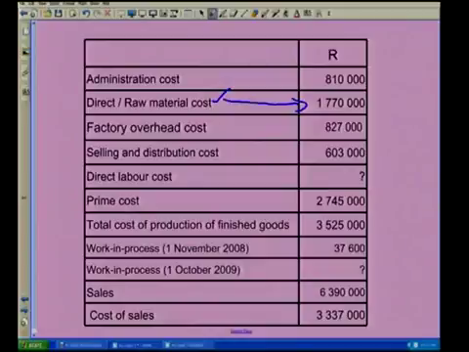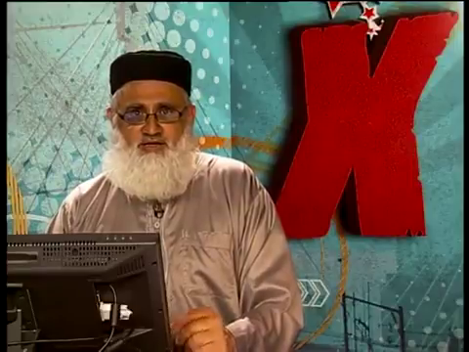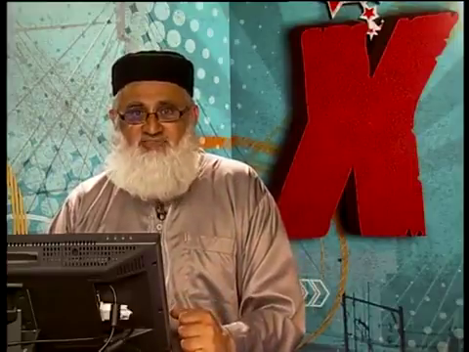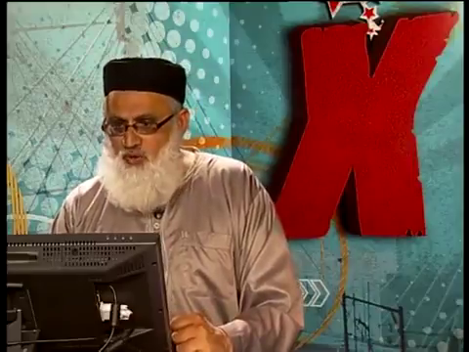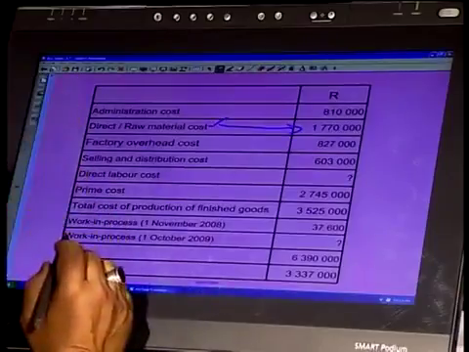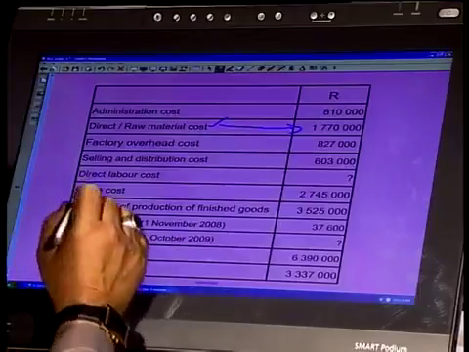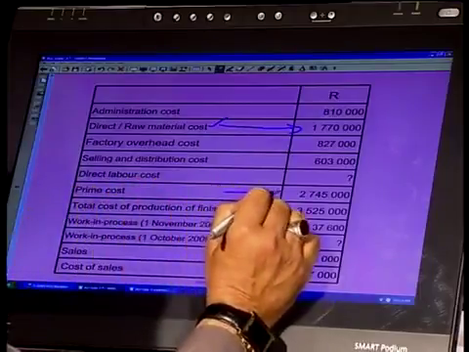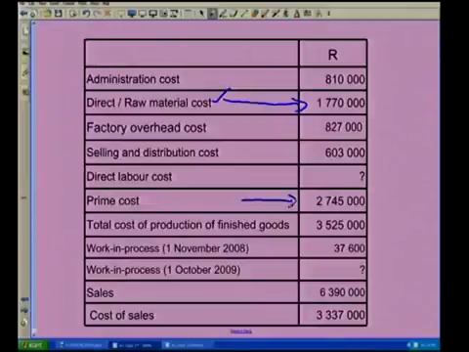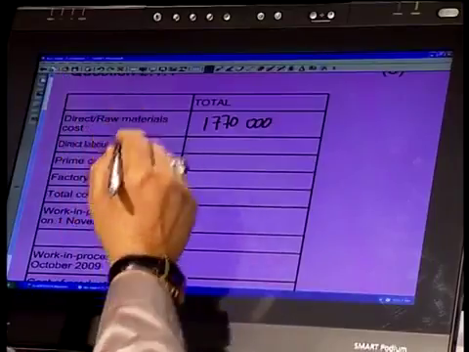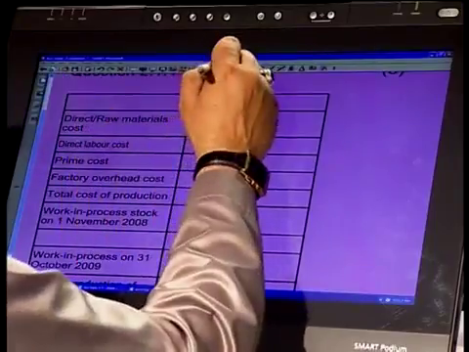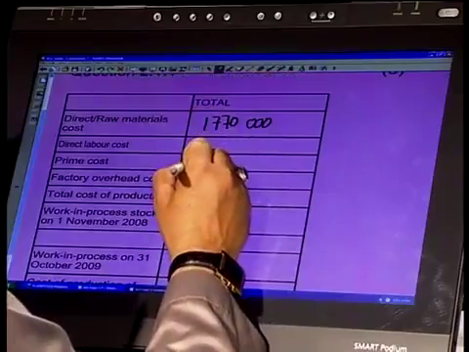What do I need next? Next, I need my direct labor cost. Can you see that? Direct labor cost. So, into my question, direct labor cost, what? A question mark. Now what do I do? Panic? Certainly not. As I said, don't fear when Ashraf is near. Let's look at the information that's given to us. What do I know? If I look closely at the question, I see that I'm given something that's called prime cost. Do you see that?